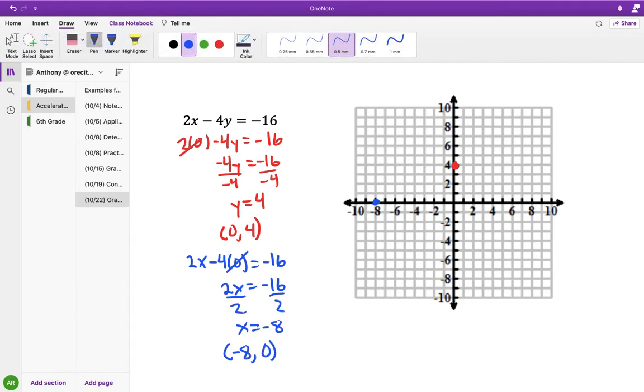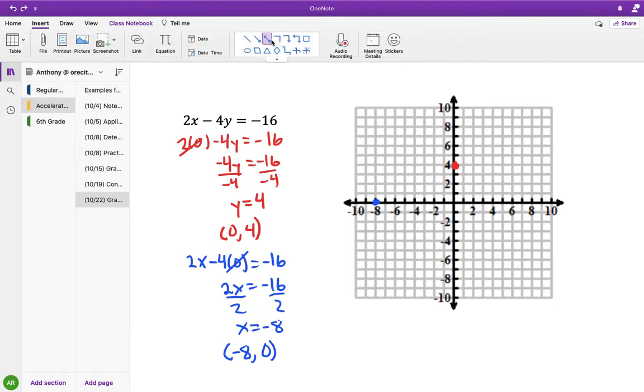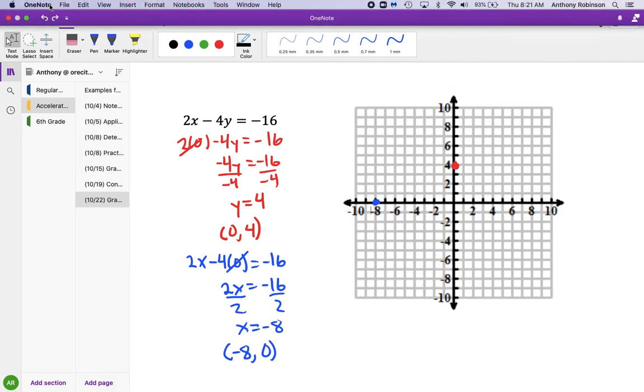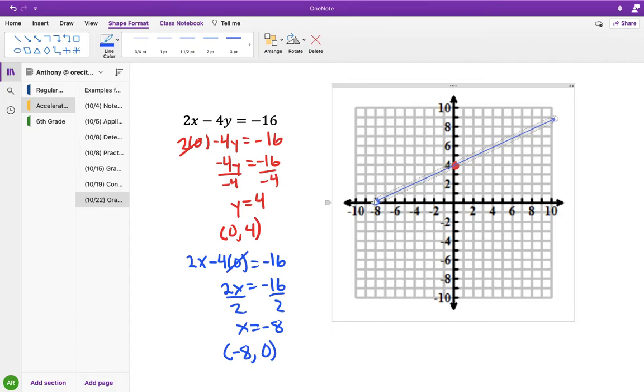So there's my line. I'm not sure why that didn't use a line tool, but that's fine. Let's see if it's going to do it. Nope, it keeps on. That's fine. I'll do it this way. Okay, so I'm going to insert my line on my graph. I'm going to extend it all the way across on that side. Then I'm going to go ahead and grab that and extend it back. All right, so there's my line.